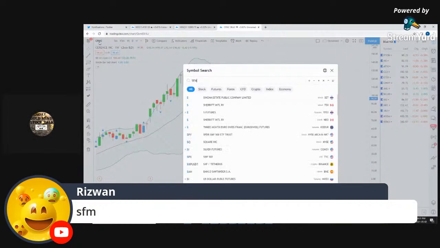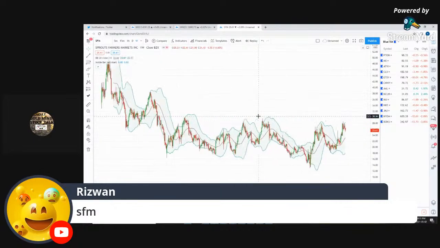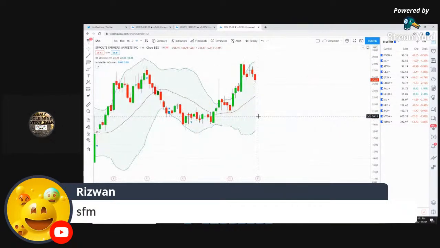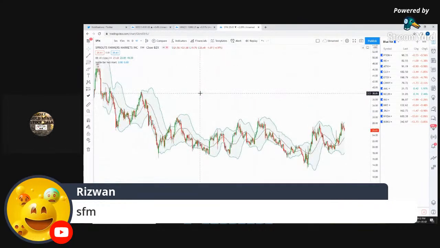SFM. I don't see anything in particular. I don't see an inside bar, but I do see a Fibonacci in play here. And we're sitting on the 382. I would like to see it come down a little bit more to the 50 or 618 for me to be interested in that. All right.